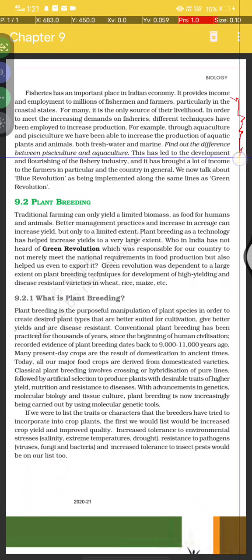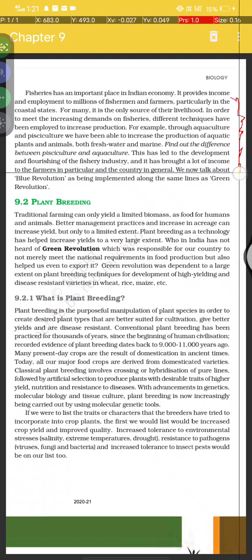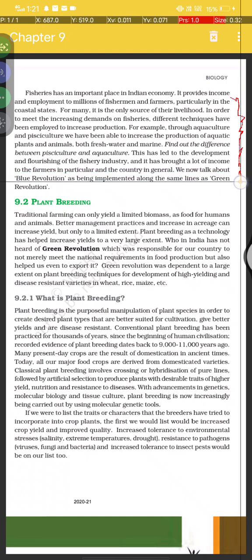And this has led to the development and flourishing of the fishery industry, and has brought a lot of income to farmers in particular and the country in general. And now we talk about the blue revolution, implemented along the same lines as the green revolution.